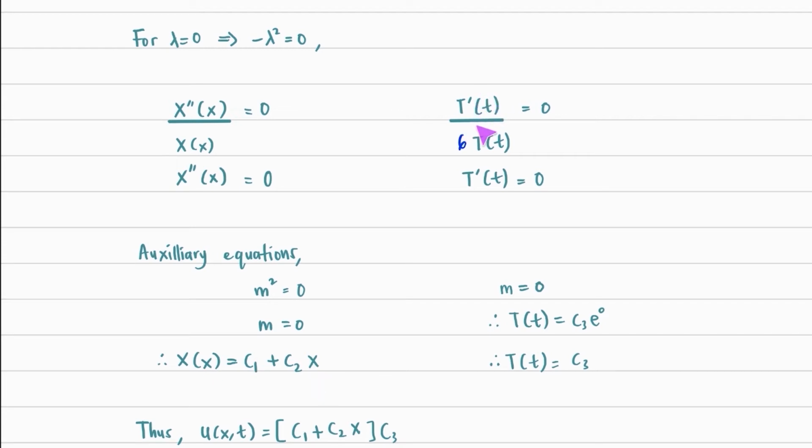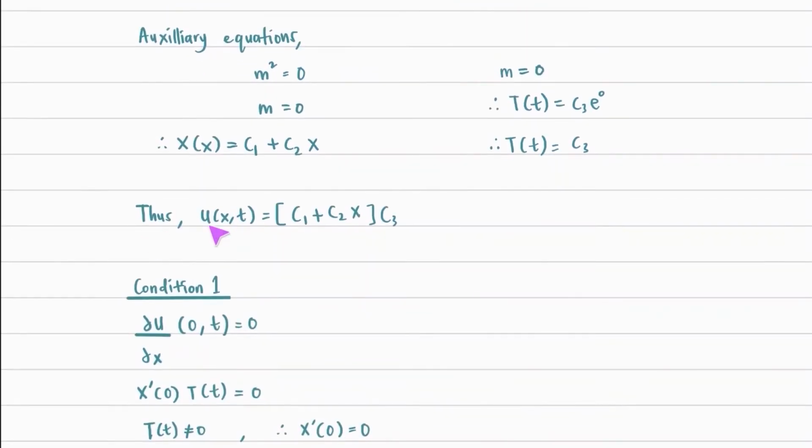T prime t divided by 6T of t equal to 0, which means that T prime t equal to 0. Based on auxiliary equation, we have m equal to 0, and T of t will be c3 exponent 0. Exponent 0 is equal to 1. Therefore, T of t is equal to c3 only. Thus, u(x,t) is equal to (c1 plus c2x) times c3. Remember, it should be written in bracket because this is a function of X of x times T of t.